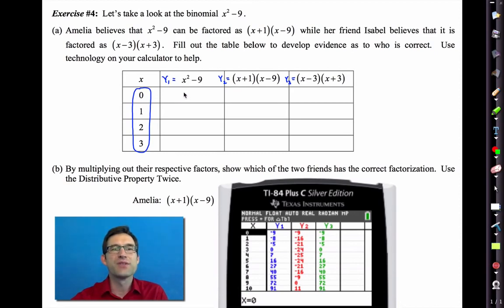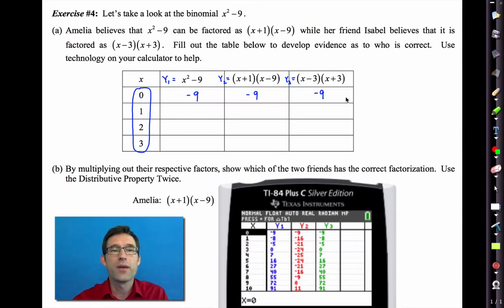When x is equal to 0, our original expression, which is x squared minus 9, is equal to negative 9. On the other hand, when x is equal to 0, we find that the second expression is equal to negative 9, and so is the third expression. So that doesn't help us out at all. It seems like all three might be equivalent.